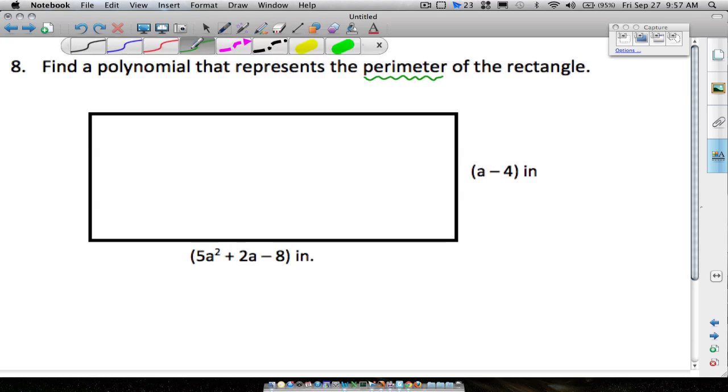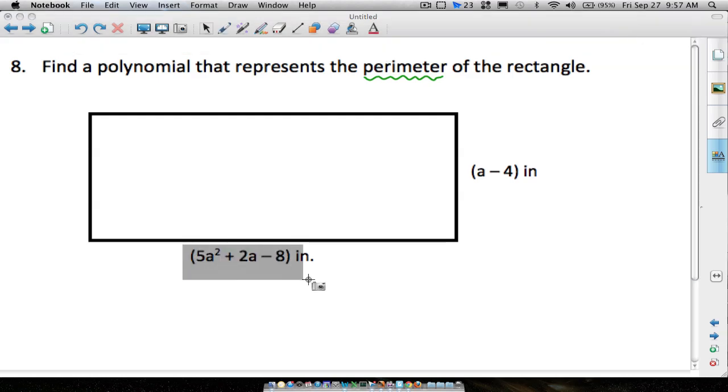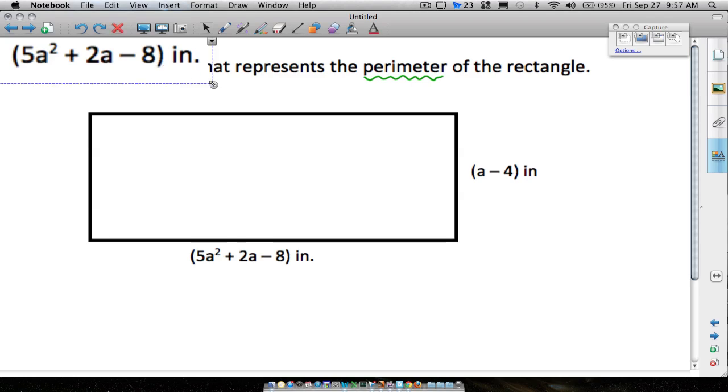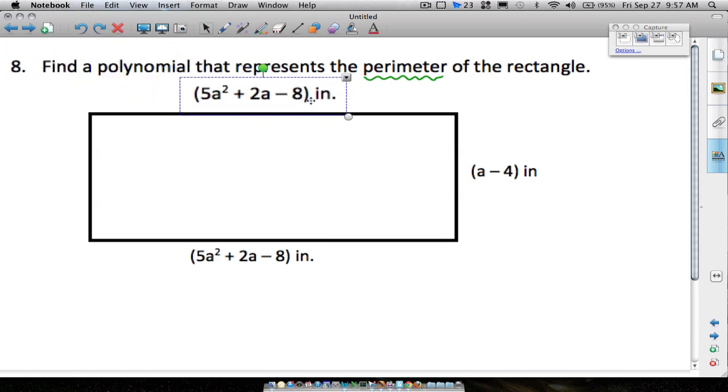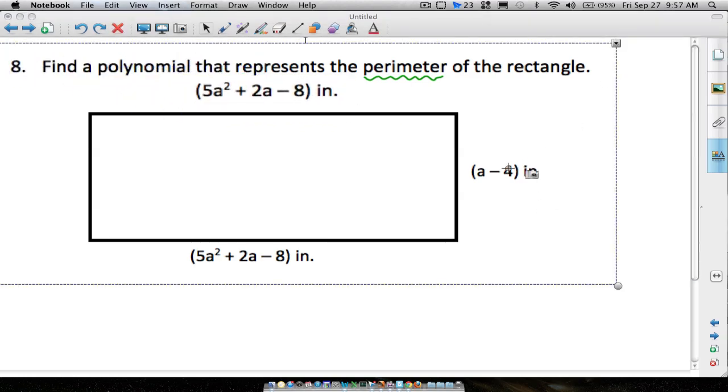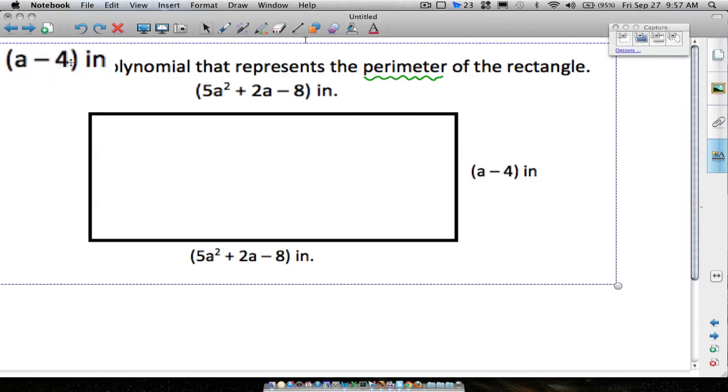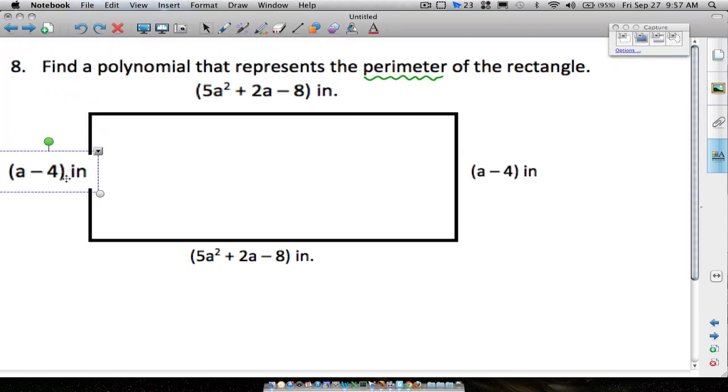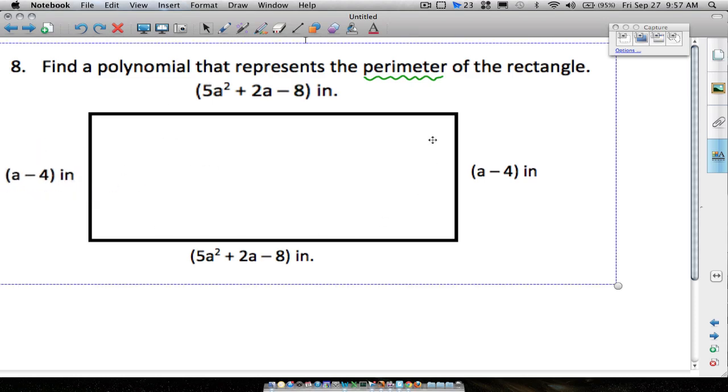Actually, the way I talked about it in class is if you have 5a squared plus 2a minus 8 inches down there, we also have that same measurement across the top up here. And the same thing happens for this a minus 4 inches. Therefore, we have a minus 4 inches over here. So to find the perimeter, you want to add up all 4 sides.